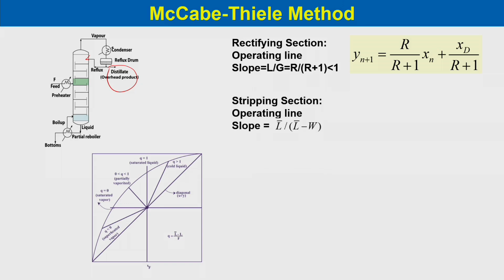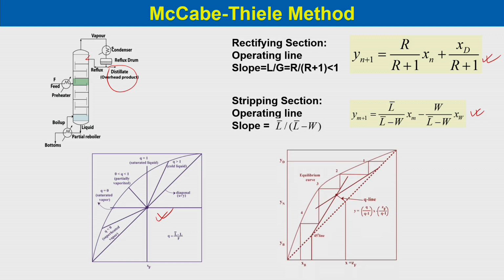Stripping section operating line slope is equal to L bar by L bar minus W, and the stripping section operating line equation is Y m plus 1 equals L bar by L bar minus W into Xm minus W by L bar minus W into Xw. So, this is the stripping section operating line equation, this is the rectifying section operating line equation, and this is the different feed line depending on the feed condition.